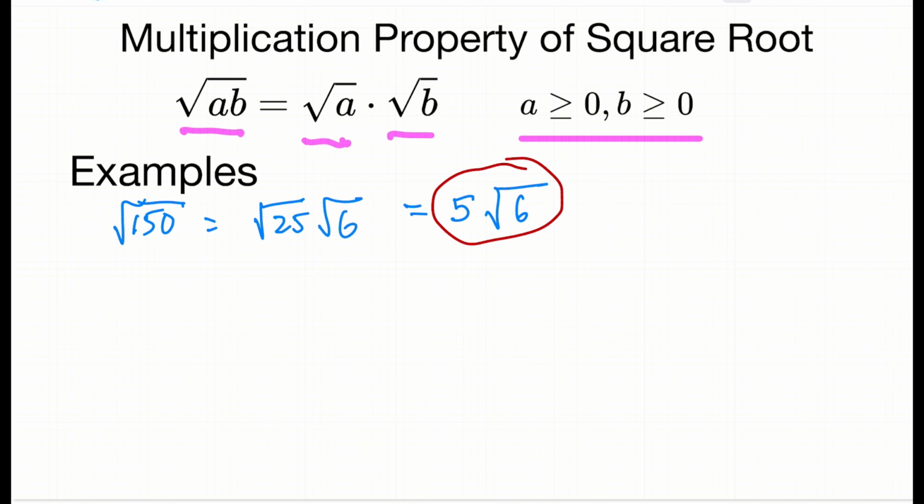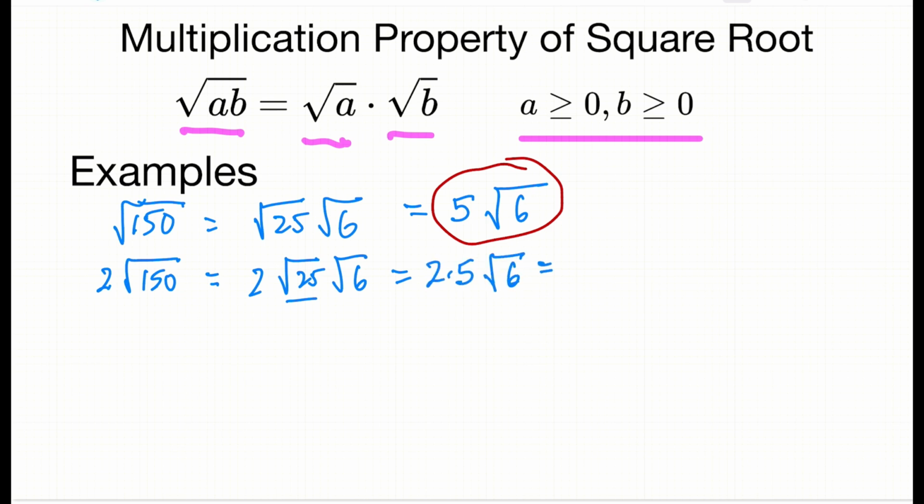So next, let's do another example. Now let's put 2 out in front of the square root of 150 and see what that changes. So we get 2 times root 25, root of 6. Now the square root of 25 here is just 5, so it's 2 times 5 times root 6, which is equal to 10 times the square root of 6. The 2 just carried through.